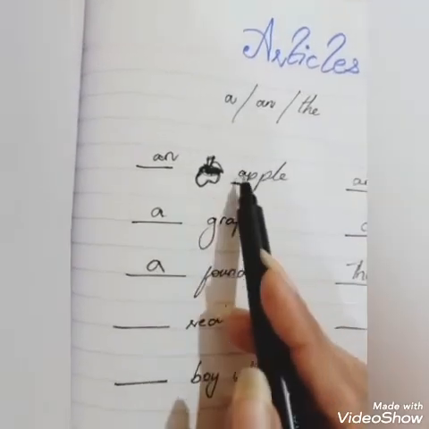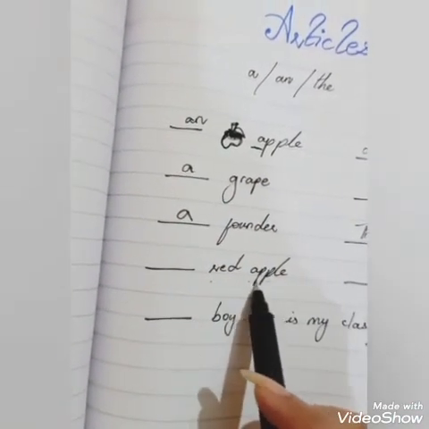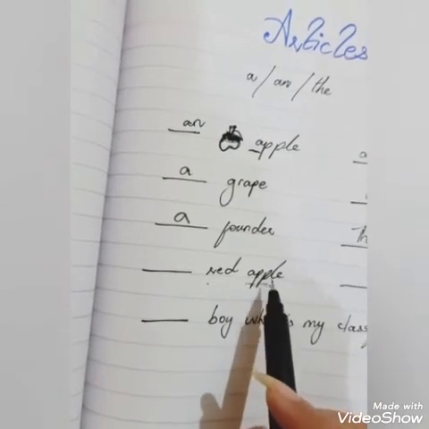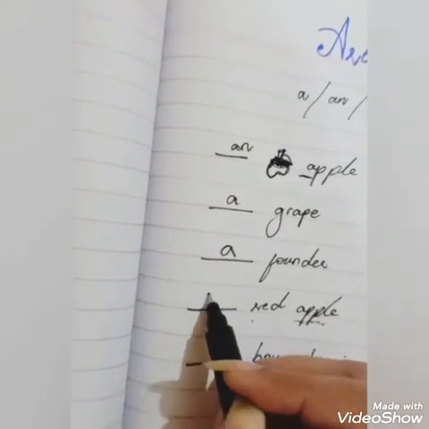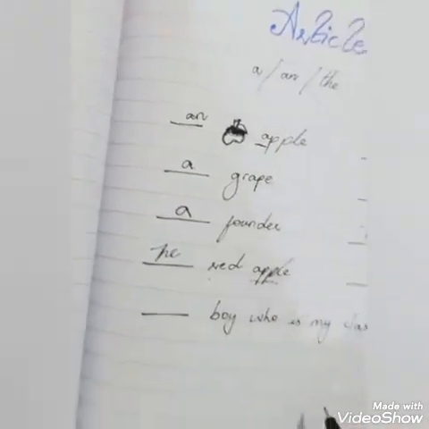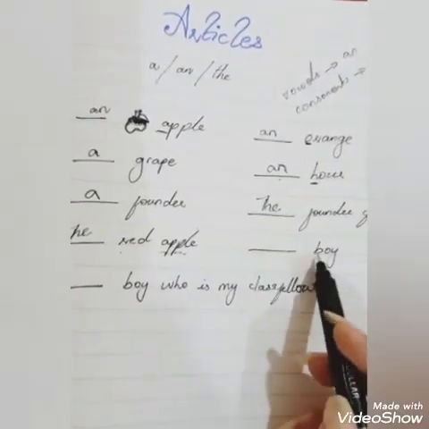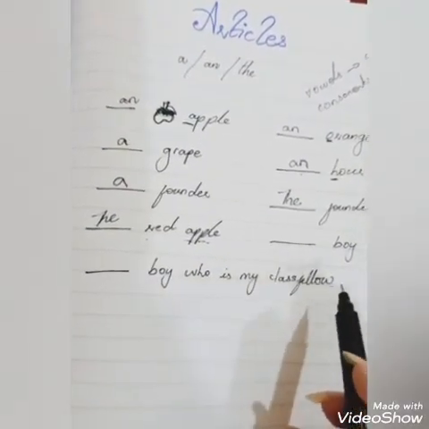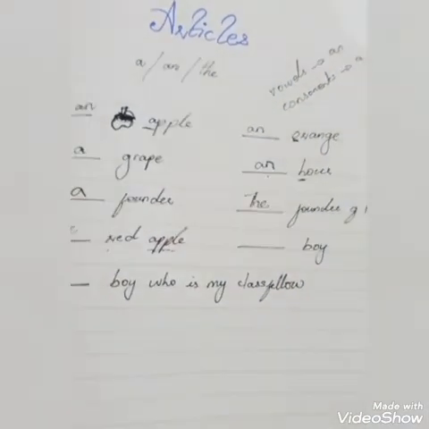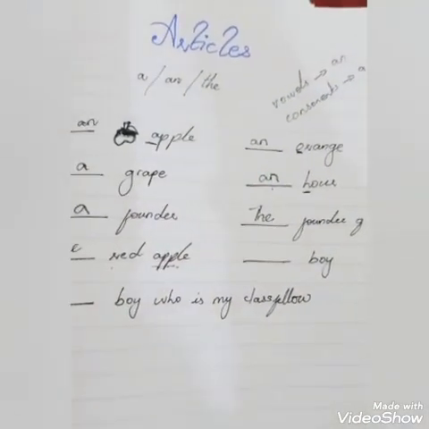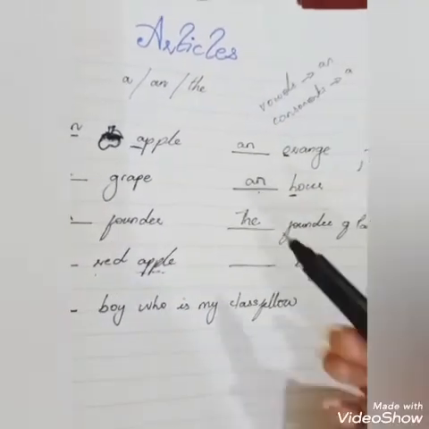Now, apple and red apple. There is something specific about the apple, that the apple is red. That's why here I have to write the article "the". Boy. Now look at these two. Dash boy, who is my class fellow. Boy is a common word. So here we have to add an indefinite article. Indefinite articles are "a" and "an".